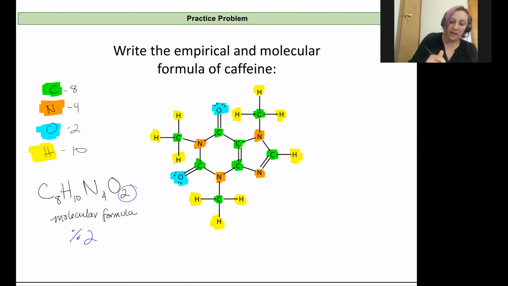So when I divide everything by 2, I'm going to get 4 carbon, 5 hydrogen, 2 nitrogen, and 1 oxygen. And that is my empirical formula: C4H5N2O.